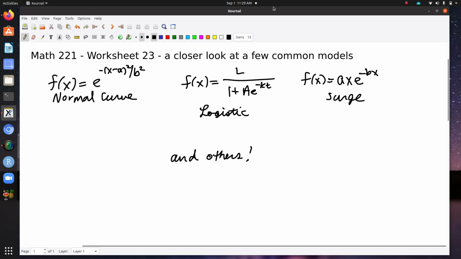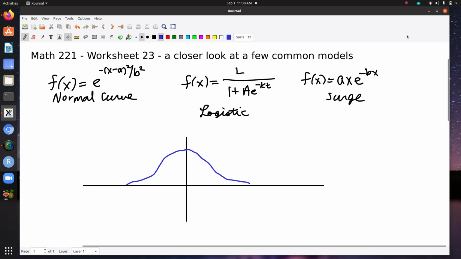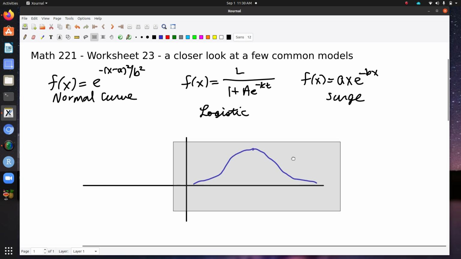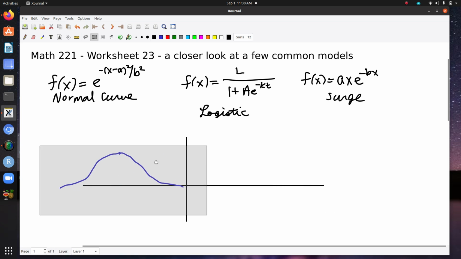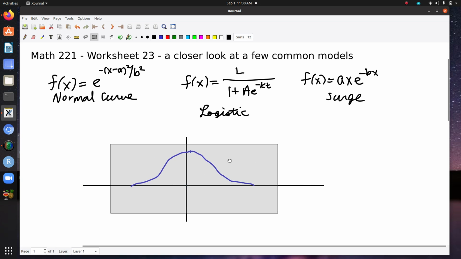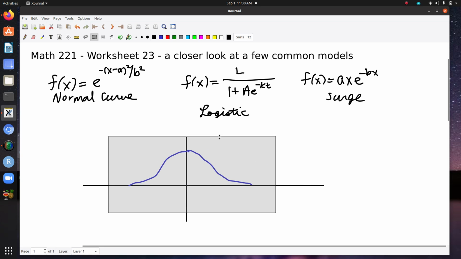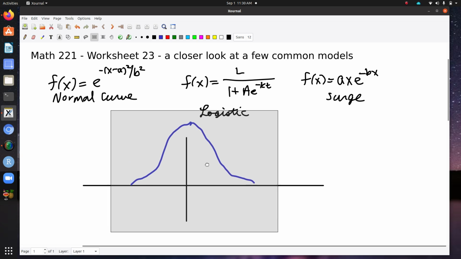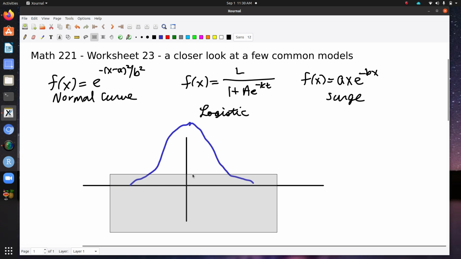So the first model that we're looking at is the normal curve. Let me try to draw that. Okay, that's about as good as we're going to get. And the question is, what do A and B do? So one possible answer is maybe it shifts your curve this way. Maybe it does this sort of thing to your curve. Maybe it does this sort of thing to your curve.